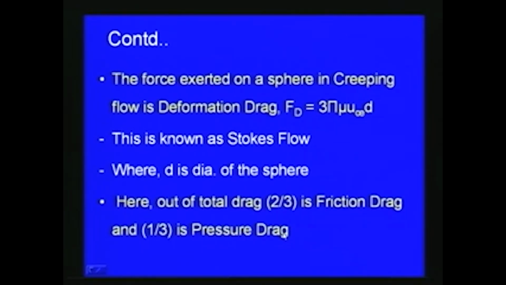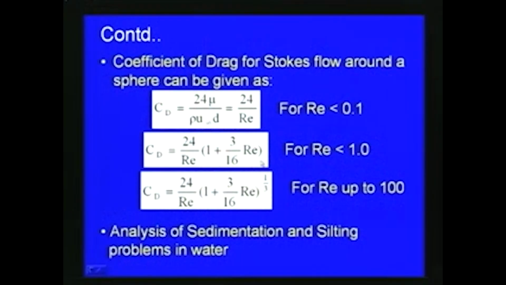So, this is the case where the Reynolds number is so small, say generally less than 1. There Stokes showed that as far as the drag effect is concerned, 2/3 will be the friction drag and 1/3 is the pressure drag.